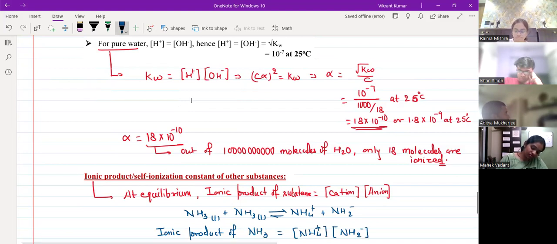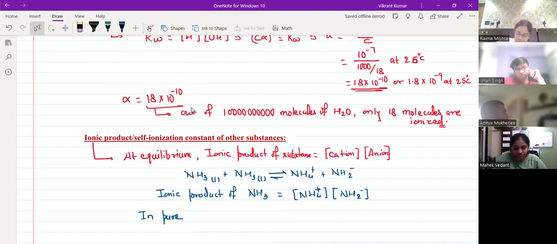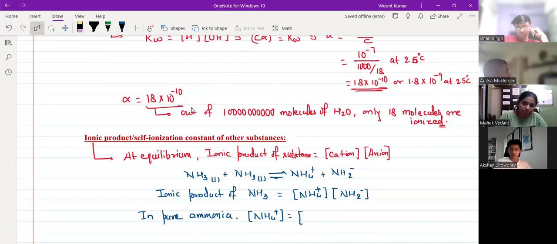And in that also, like I told you, in pure ammonia these two will be equal to each other, because they have the same coefficient. So in pure ammonia, if they are asking, then we'll write this value will be equal to, these two are equal to each other, NH4 plus will be equal to NH2 minus, and that will be the square root of the ionic product.